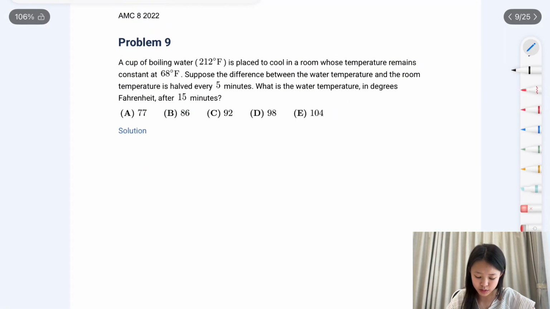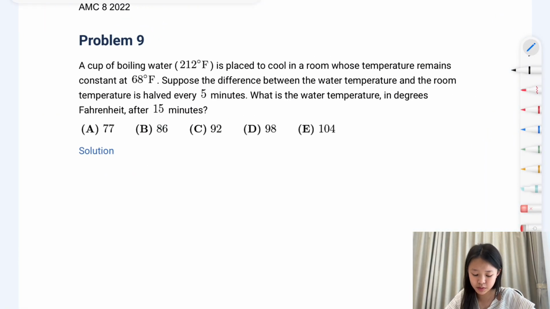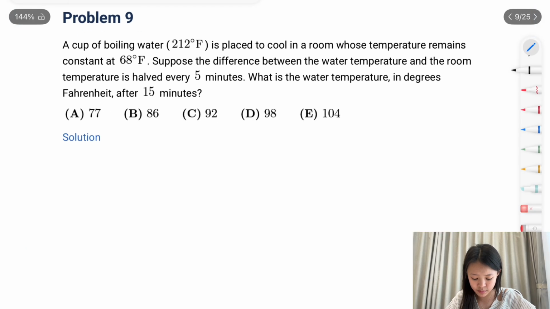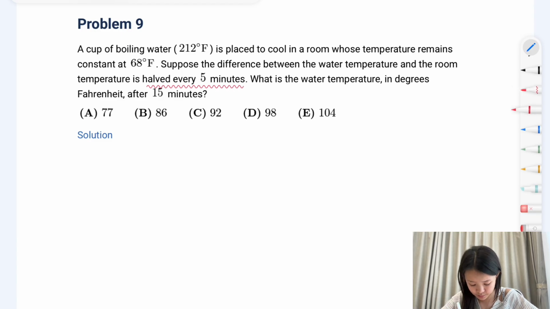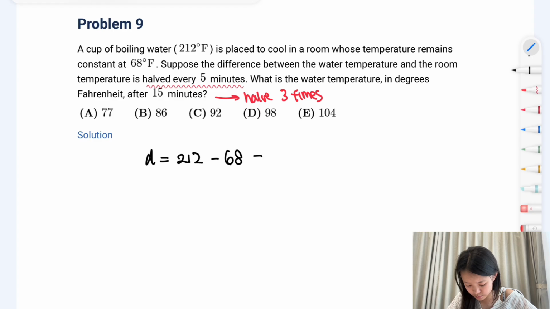Problem 9. A cup of boiling water is placed to cool in a room whose temperature remains constant at 68 degrees Fahrenheit. Suppose the difference between the temperature of the water and the room temperature is halved every 5 minutes. What is the water temperature in degrees after 15 minutes? So that means you would halve it 3 times. So the current difference right now is 212 minus 68.